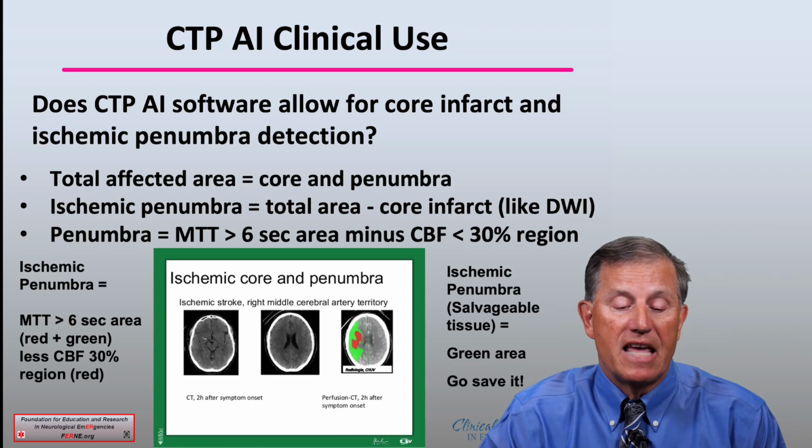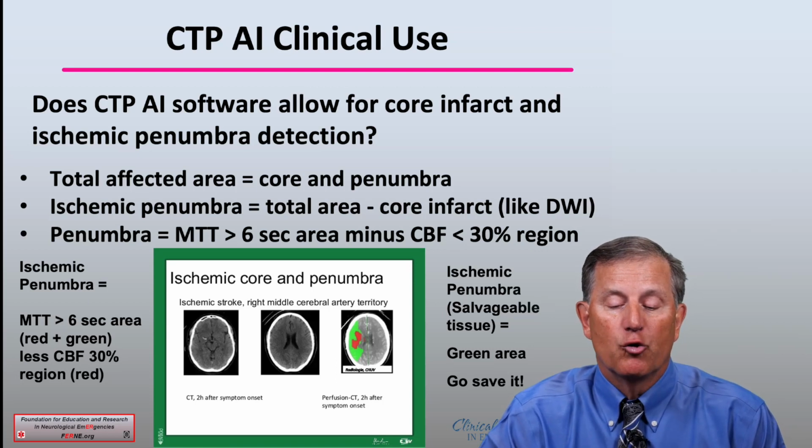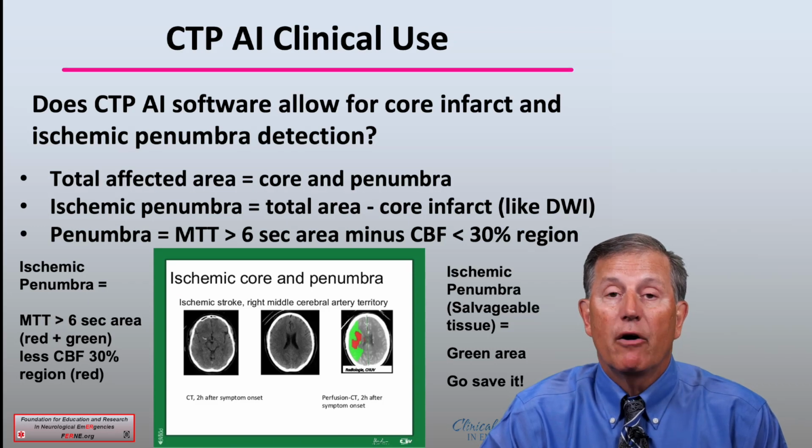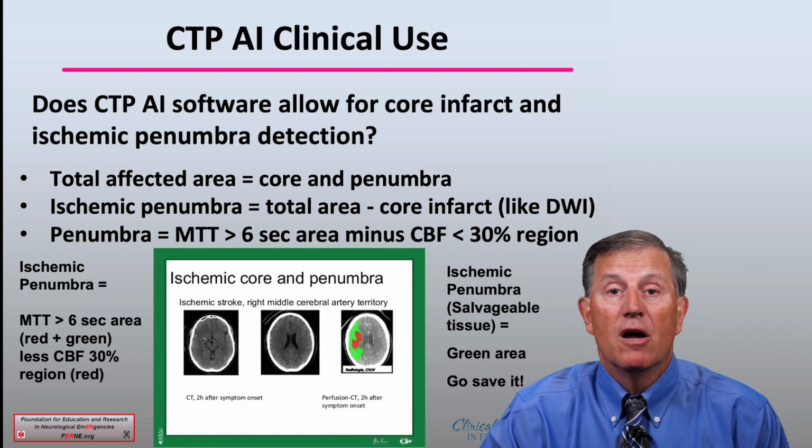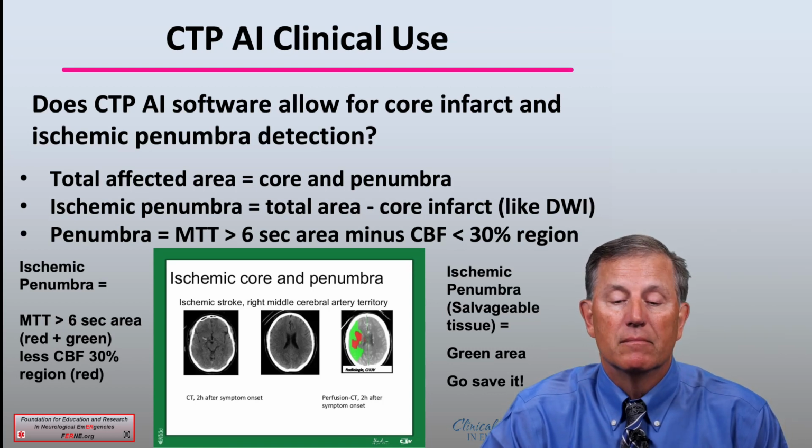And so the ischemic penumbra here is in green and the core infarct is in red. So the core infarct is the smaller red area. In this case, the larger green area suggests there is still ischemic penumbra, which may benefit from aggressive therapy.